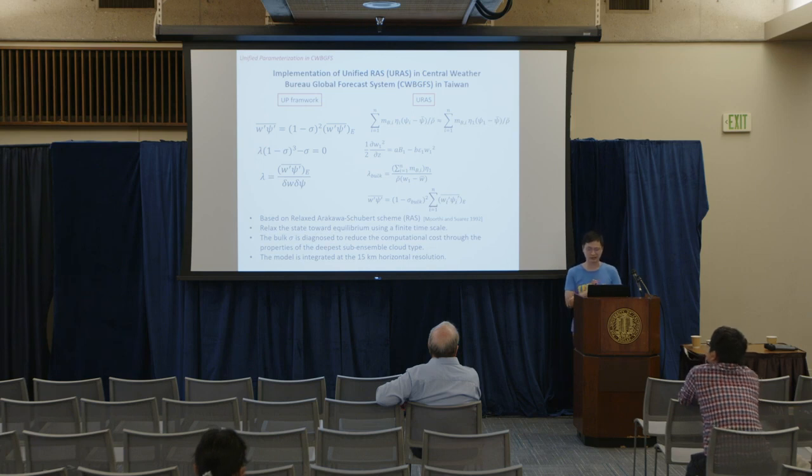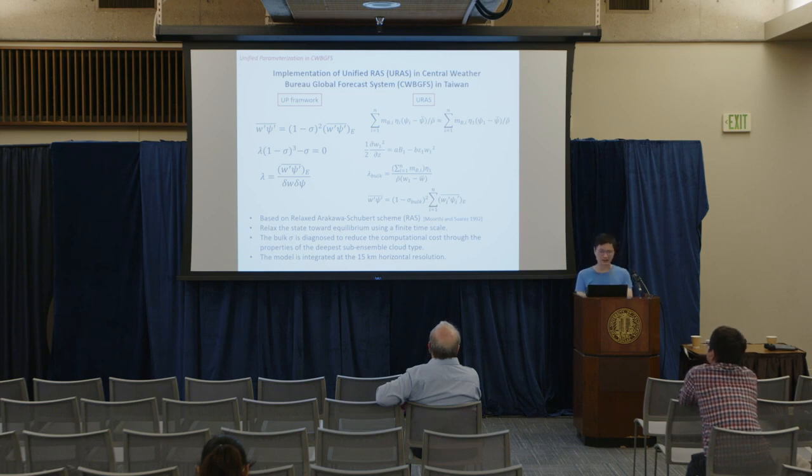Okay, so here's how I implement it in the model. The parameterization I choose is the relaxed Arakawa-Schubert scheme, from Moorthi and Suarez 1992. So it's again another relaxed adjustment scheme, so it's sort of relaxed twice. The relaxed Arakawa-Schubert adjusts toward the quasi-equilibrium in time by doing this adjustment partially in each time step.